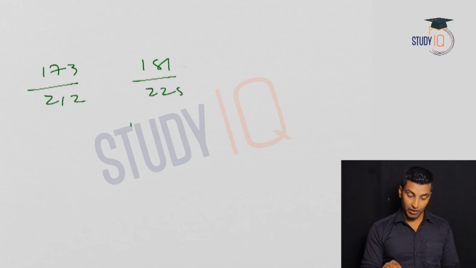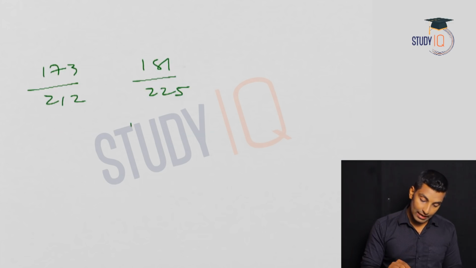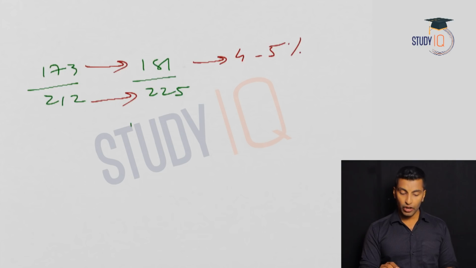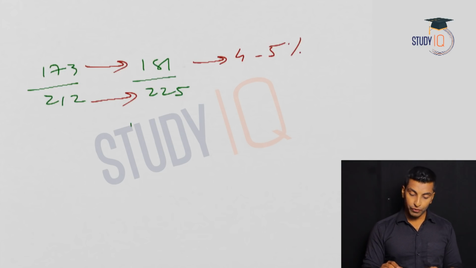So let's take the same numbers, 173 by 212 and 181 by 225. Here you can see there is a change in the numerator and a change in the denominator. Let's see, from 173 to 181, what percentage change is there? This is actually 4 to 5 percent, so the change is around 4 to 5 percent.